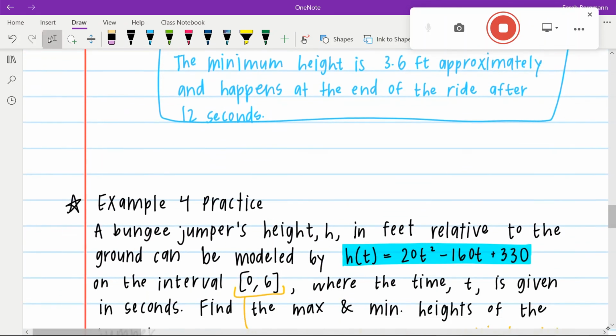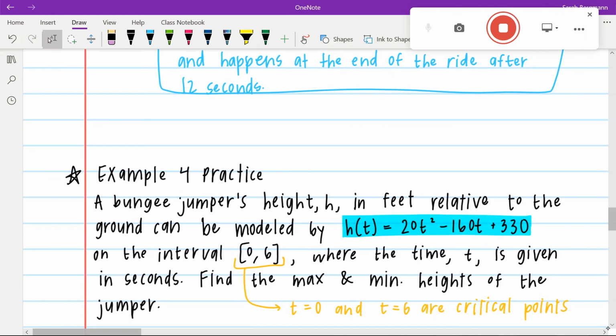Okay, I have another one that I want you to try on your own. So read this problem, pause the video, and see if you can do it by yourself first.